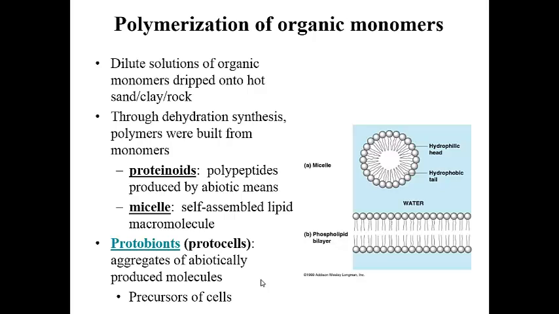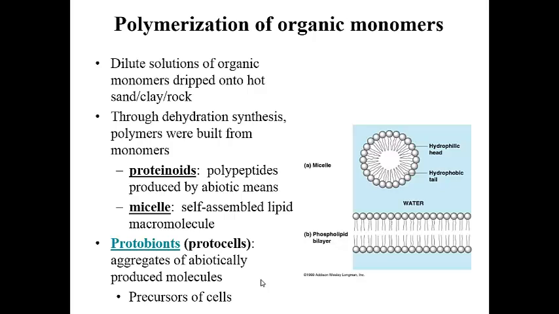Or in other words, abiotic dehydration synthesis was taking place. And that dehydration synthesis formed bonds between the monomers, creating polymers. Some of the first polymers to exist were polymers like proteinoids and micelles. A proteinoid is an abiotically produced polypeptide.